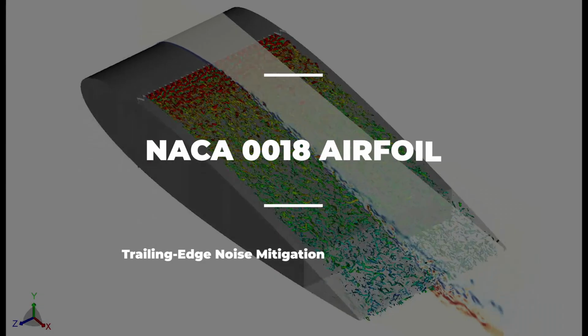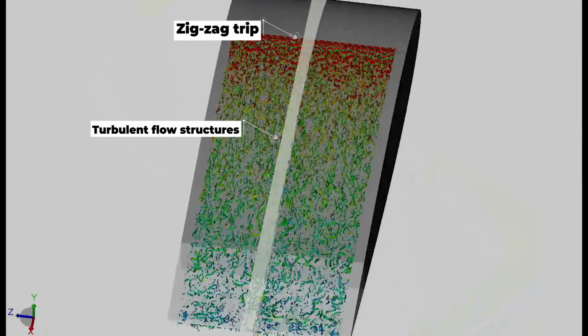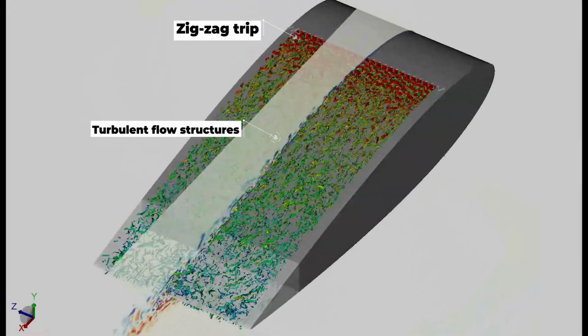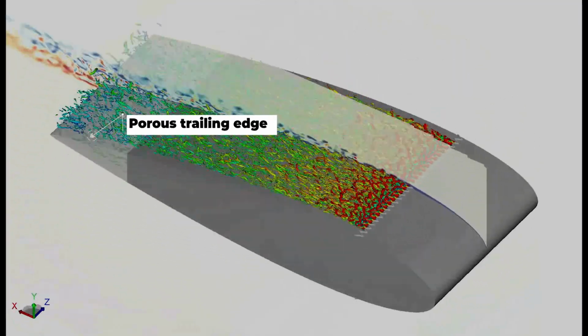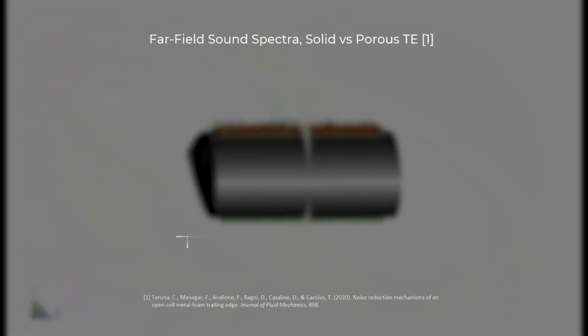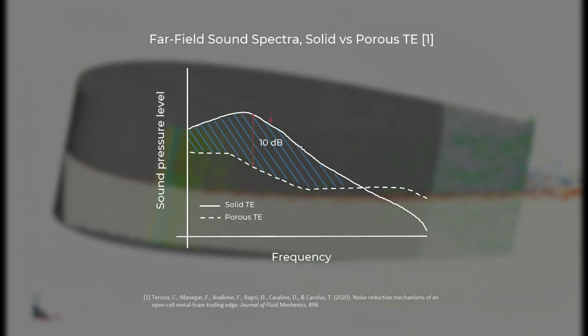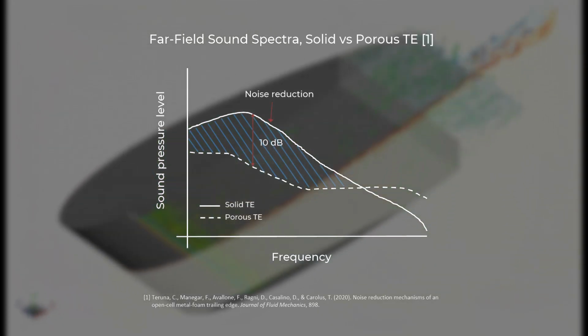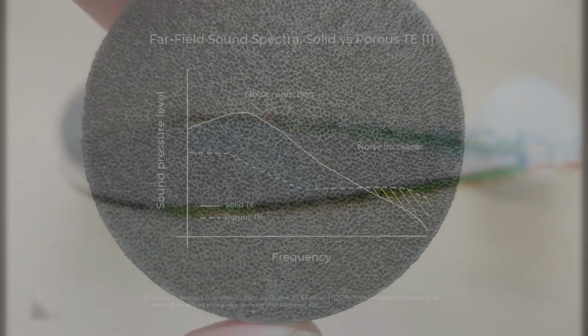In another case, we have a NACA 0018 airfoil. Tripping devices are installed near the leading edge to produce a turbulent boundary layer. The trailing edge segment of the airfoil is replaceable with an insert made out of metal foam. In doing so, the noise emission is reduced by up to 10 decibels at low frequencies, although it is also accompanied by a slight noise increase in the high frequency range, which has been attributed to the rough surface of the metal foam.